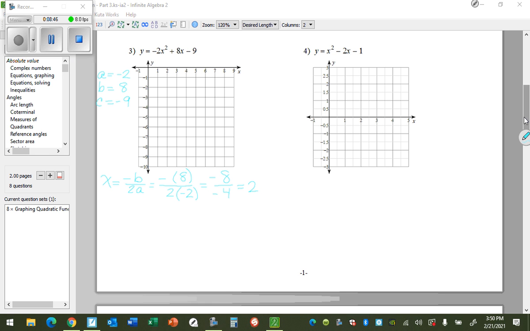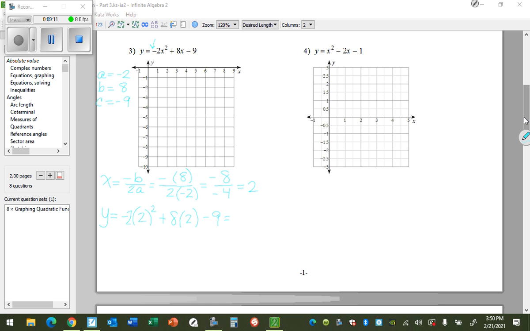So we want to substitute in to find our y value. So we got our negative. Remember, he's got to stay out front, so negative. And then we have our 2. We don't want to forget him. Then our x, which is 2, and that's being squared, plus 8 times our x value, which is 2, and then minus 9. So we put this into our calculator.